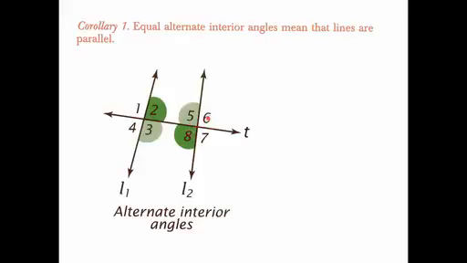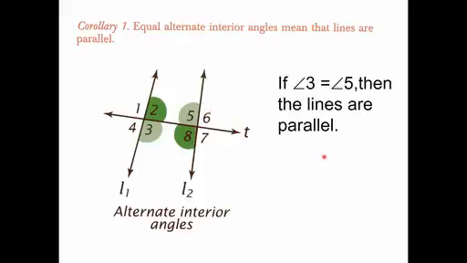They're equal. So if 8 is equal to 6 and 2 is equal to 8, 2 and 6 are corresponding angles, right? So if 2 is 8 and 8 is 6, that means 2 is 6. And therefore, we know those two lines, L1 and L2, have to be parallel because they have equal corresponding angles.